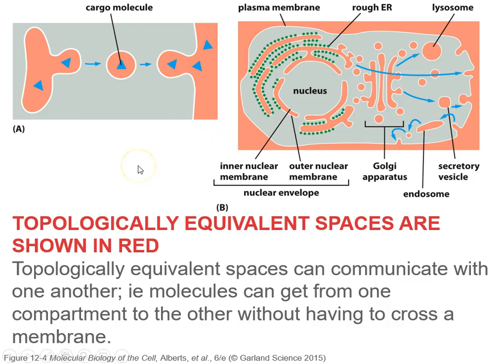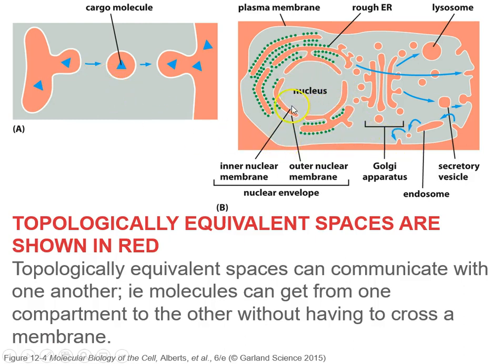I start out this way because I want to show you what the topologically equivalent spaces are. If we have the inside of the cell colored in gray in this picture and the outside in red, that means that if you are inside, say, the Golgi or a cargo vesicle right here, which then fuses with the membrane to release its cargo, the outside of the cell and the inside of these organelles are topologically equivalent. We can see that in the whole cell over here too.